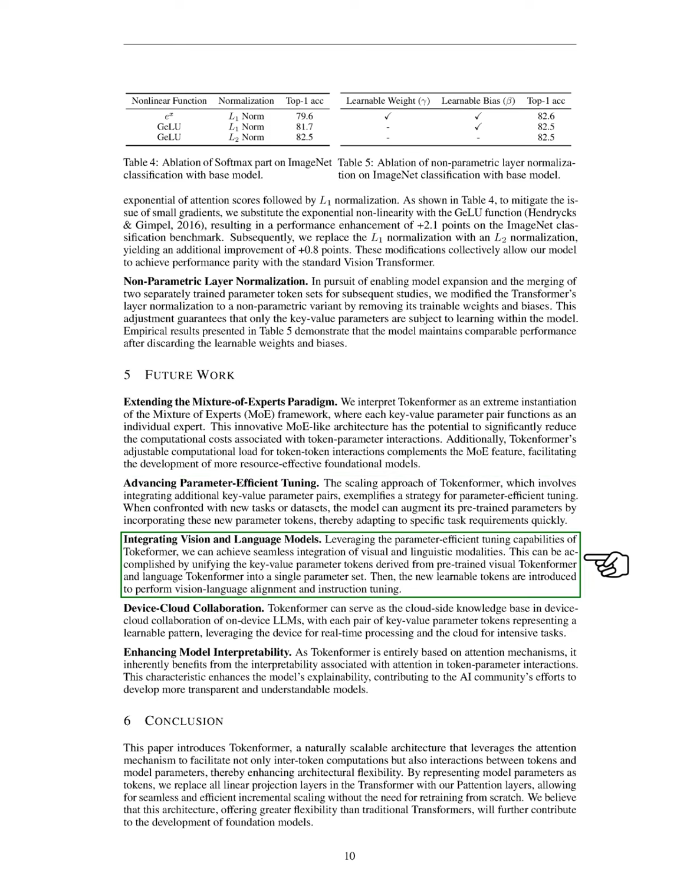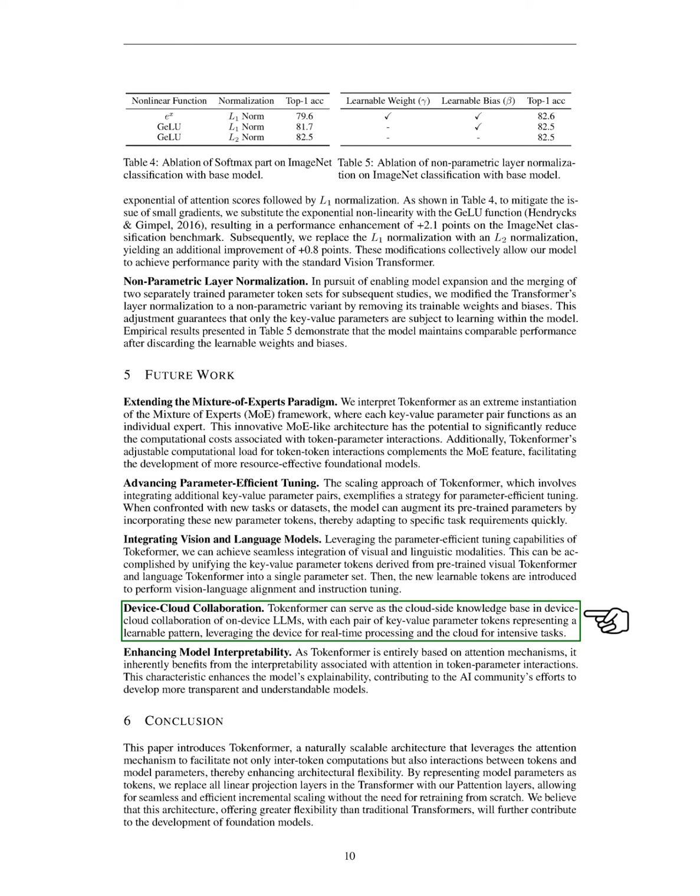Additionally, we aim to integrate vision and language models. By utilizing Tokenformer's tuning capabilities, we can merge key value tokens from both visual and language Tokenformers into one set. This allows us to introduce new learnable tokens for aligning vision and language tasks. In terms of device-cloud collaboration, Tokenformer can act as a knowledge base on the cloud side for on-device large language models. Each key value pair represents a learnable pattern, enabling real-time processing on devices while offloading more demanding tasks to the cloud.